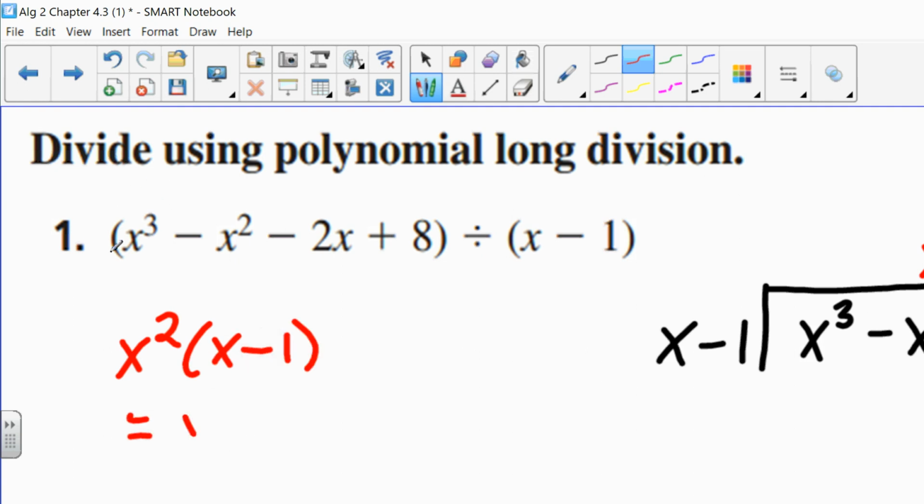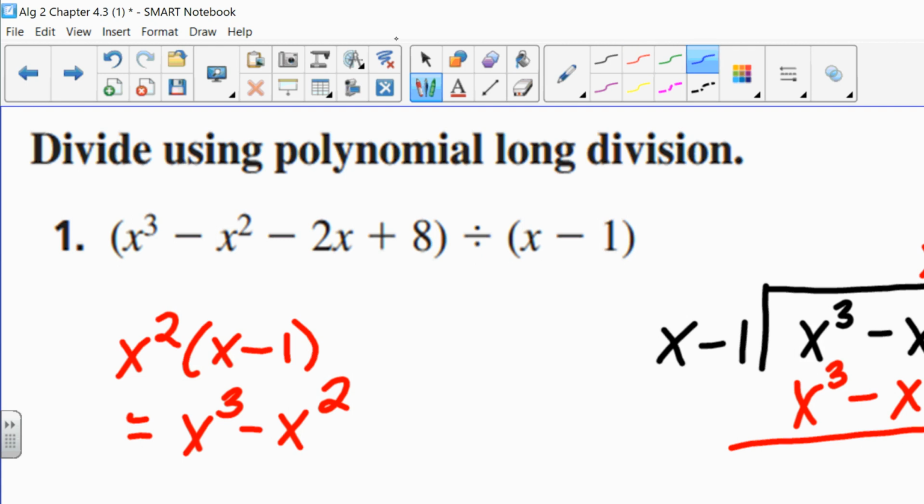Well, x squared times x is x to the third, minus x squared times negative 1 is negative. And then we would subtract. x cubed minus x cubed is 0, just like we wanted, because we want that first term to cancel. Now the next one is negative x squared minus negative x squared. Well, the negative and negative would make a positive. So negative x squared plus x squared is?